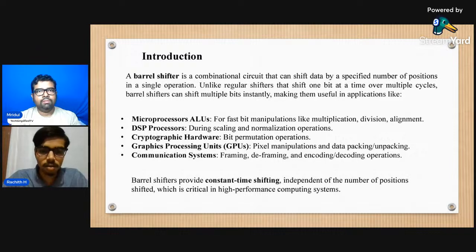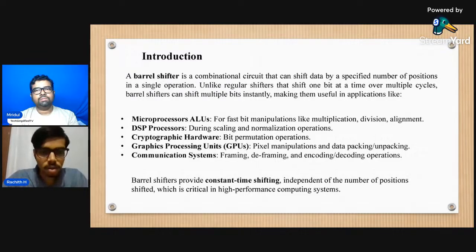So an obvious question which arises is, why do we need another shifting circuit when we already have shift registers, right? Universal shift registers, right? The problem is universal shift registers can shift one bit per cycle, whereas a barrel shifter can shift multiple bits in a single shot. So this is the main difference which helps in various applications, which are listed as follows. So some applications I have listed here, going through them.